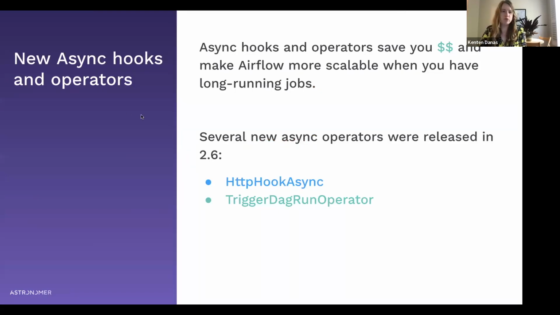There were also a couple of new asynchronous hooks and operators added in 2.6. If you're not familiar, async operators, also known as deferrable operators, are a type of operator that release their worker slot. They hand that over to a process called the triggerer, which also has to be running. These were released in Airflow 2.2. The main benefit of using deferrable operators is that they're more scalable. Because they release that worker slot, you have more room in your Airflow instance to run other tasks, which is particularly useful for long-running tasks. They can also save you money because the process that the triggerer runs does a lot of combining of those asynchronous processes.